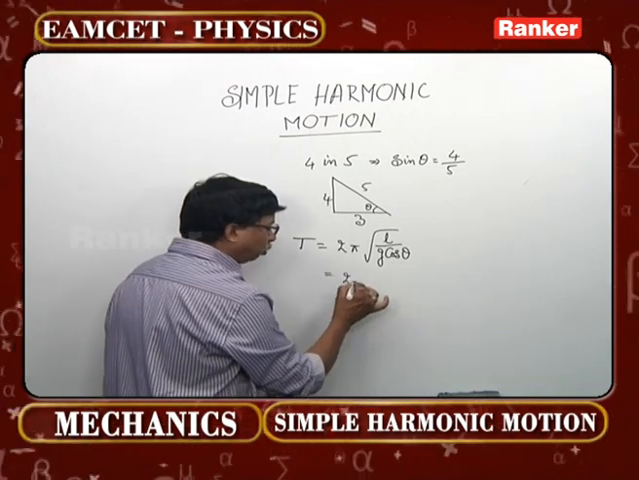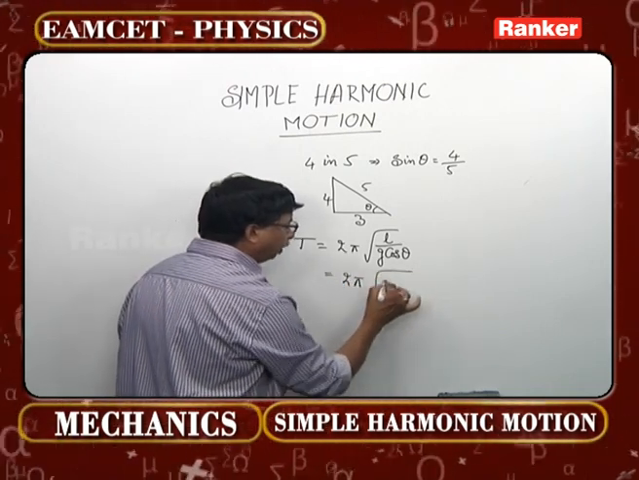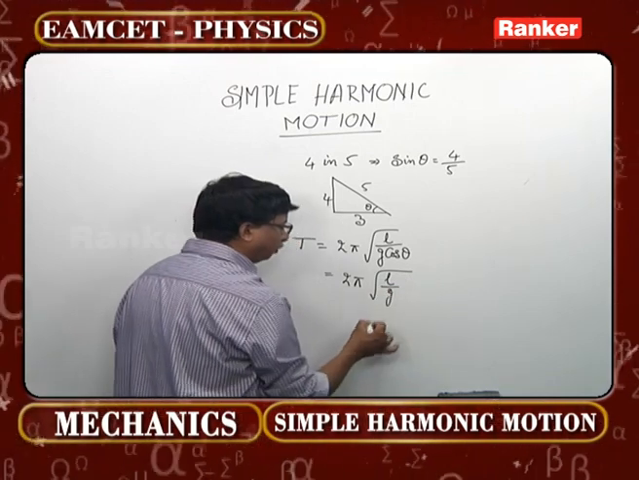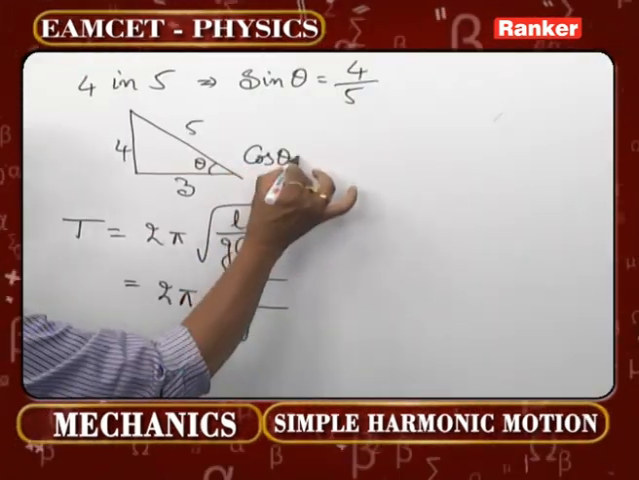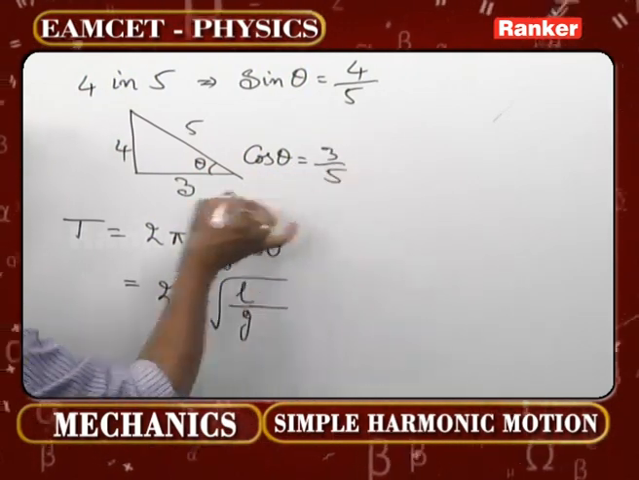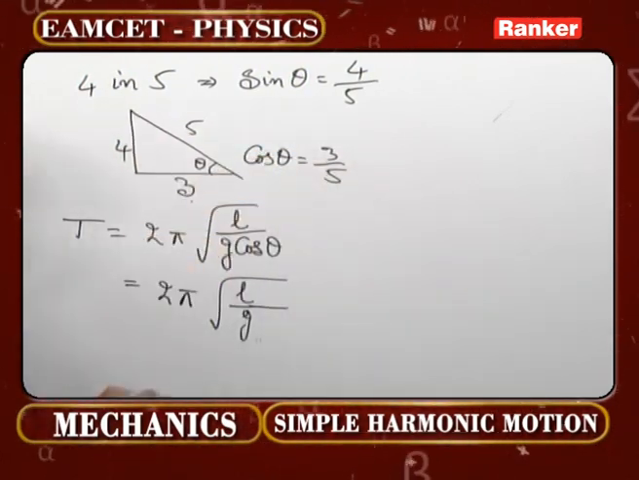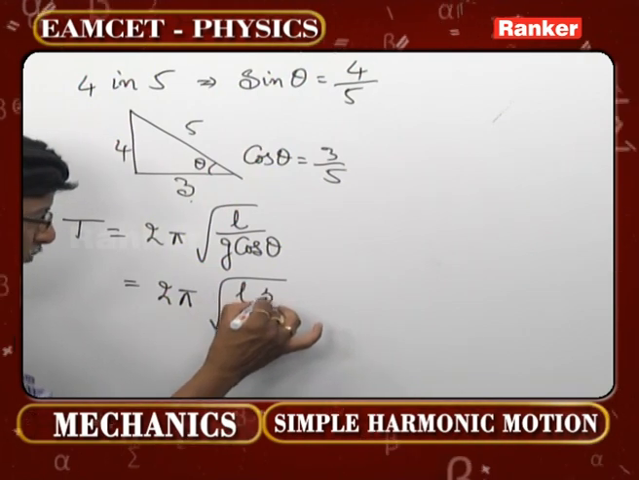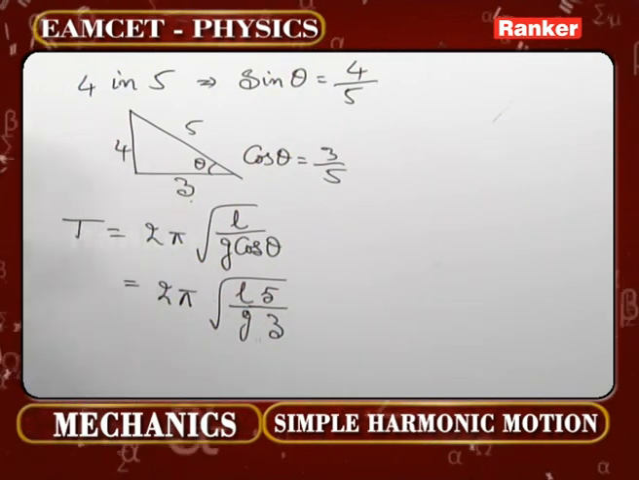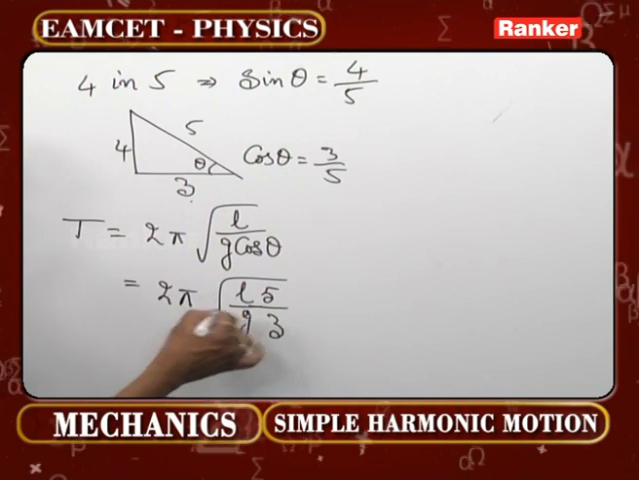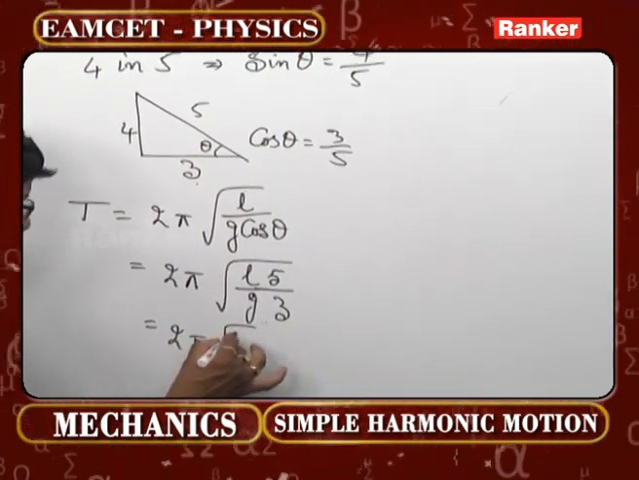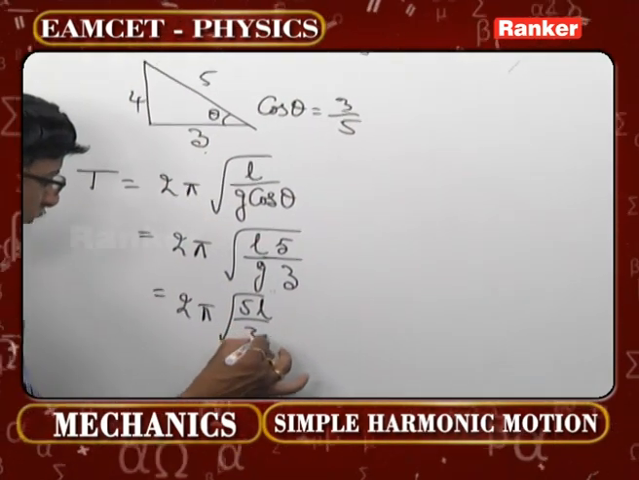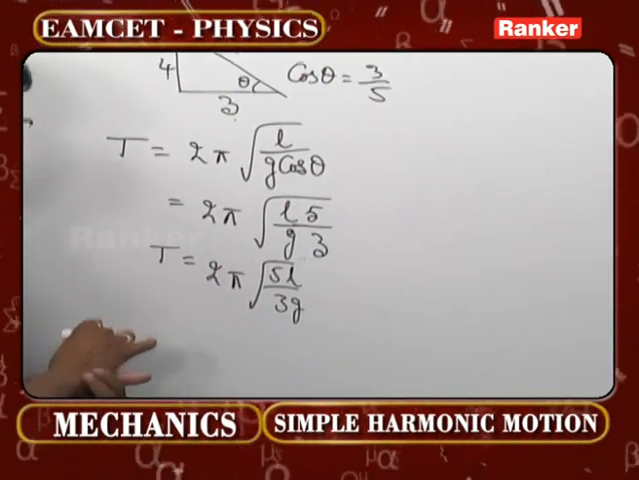Now you can write 2 pi as it is, and root of L by g also as it is. What is this cos theta now? According to this triangle, cos theta is equal to adjacent by hypotenuse, 3 by 5. So automatically this becomes 5 by 3. Now you can directly understand this value. It is 2 pi under root 5L by 3g. That will be the time period over here.